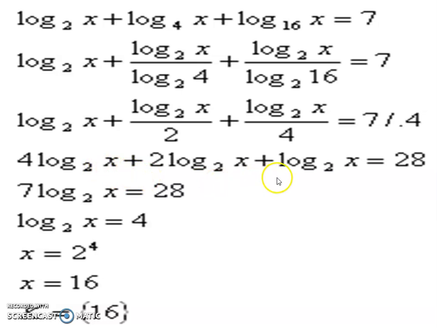In this step, the important thing is that we have to take log x to the base 2 common. That means 4 plus 2 plus 1 is equal to 7. We divide 28 by 7, we derive 4. We convert the logarithmic form into an exponential form. The base is the same, the answer is raised to 4, and the number goes to x. So x equals 16, we derive from this example.